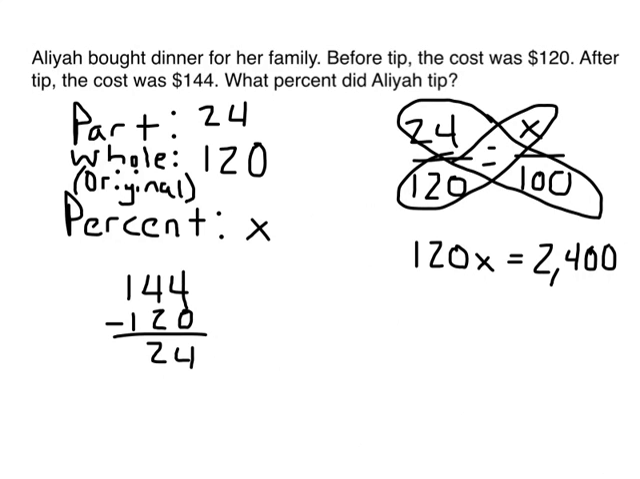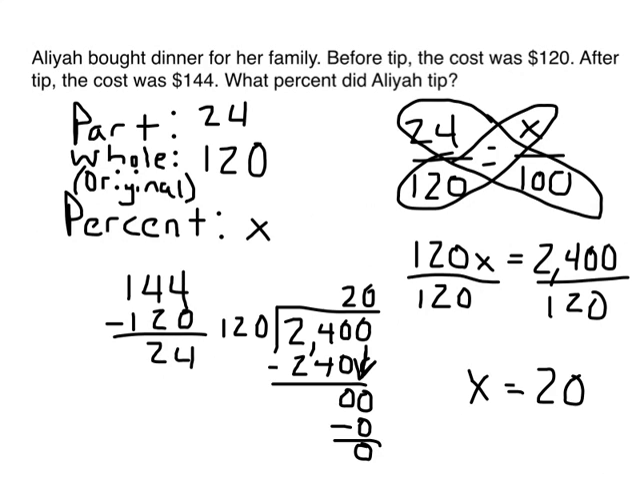What is x? Well, if I divide both sides by 120, I find that the answer is 20. Again, the percent change was 20. Aaliyah added a 20% tip.